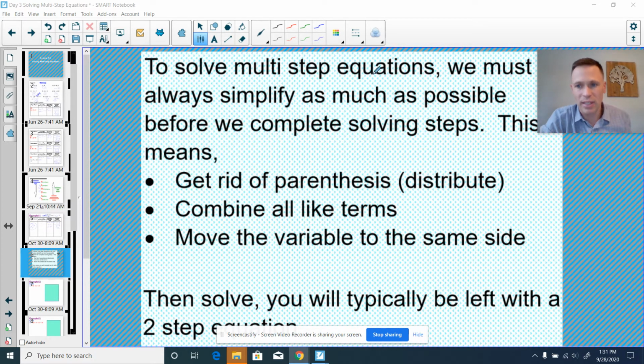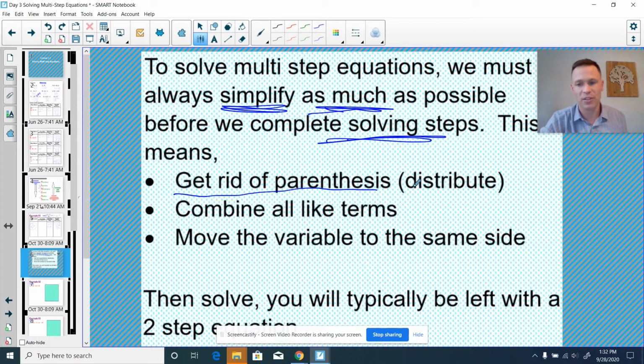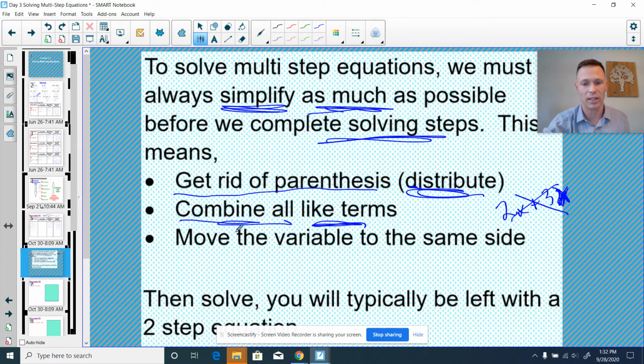So to solve multi-step equations, we must always simplify as much as possible before we complete any solving steps. That means the following. We are going to get rid of parentheses by using the distributive property first before we do any solving. We are going to combine all like terms first. That means if an equation has a 2x plus 3x, that's an x, by the way, I am not going to divide by 3 to undo that. I have to add those together before I can do any type of solving step with that. Okay, so always combine like terms first.